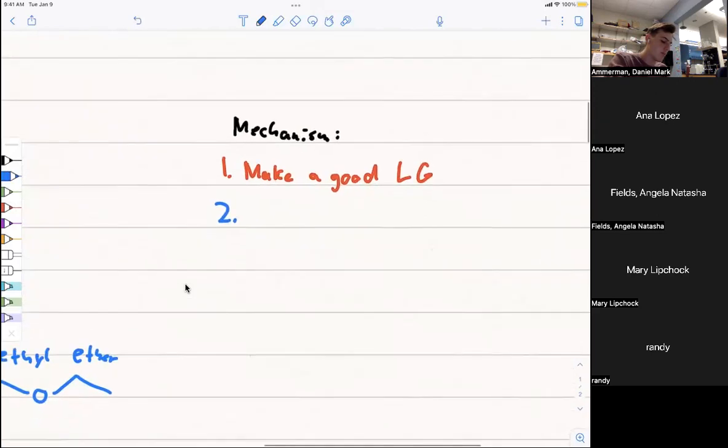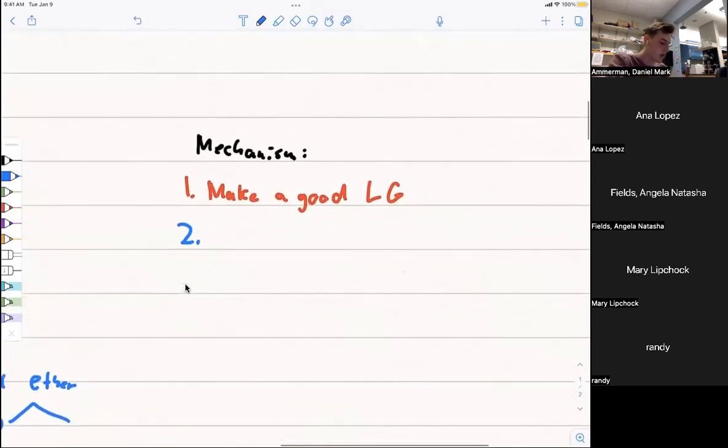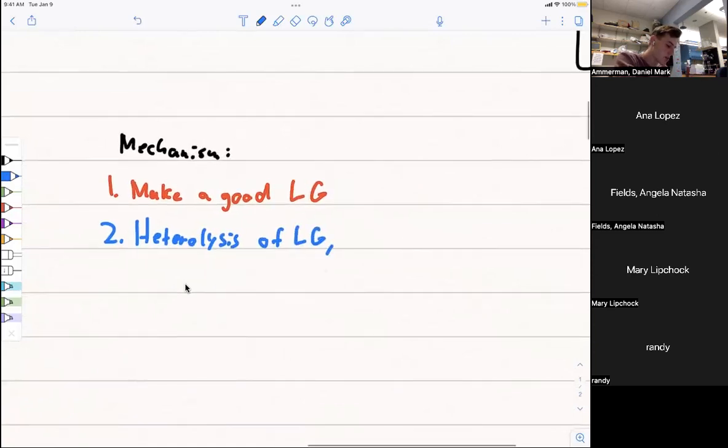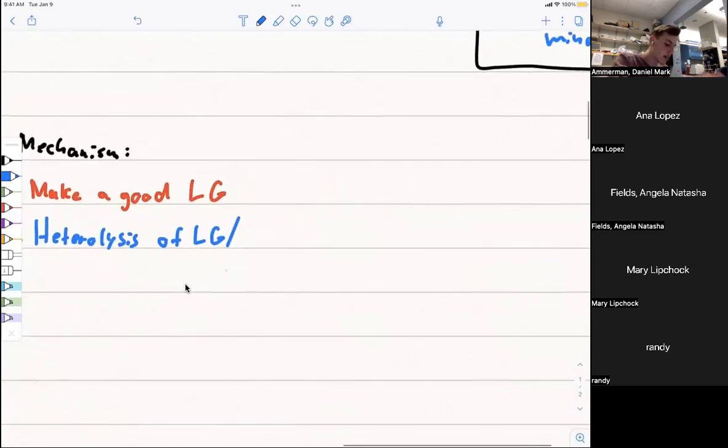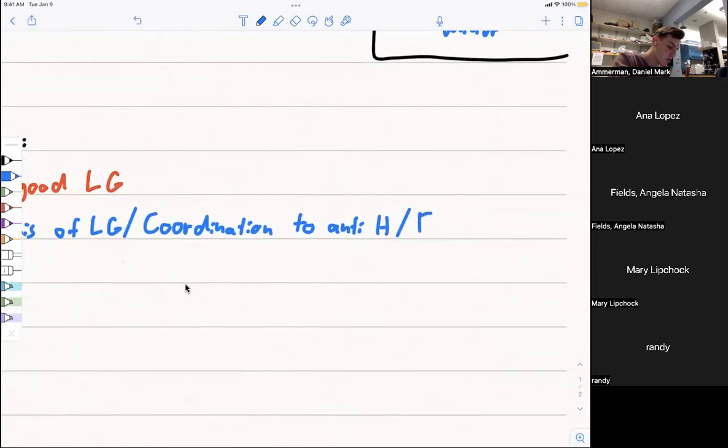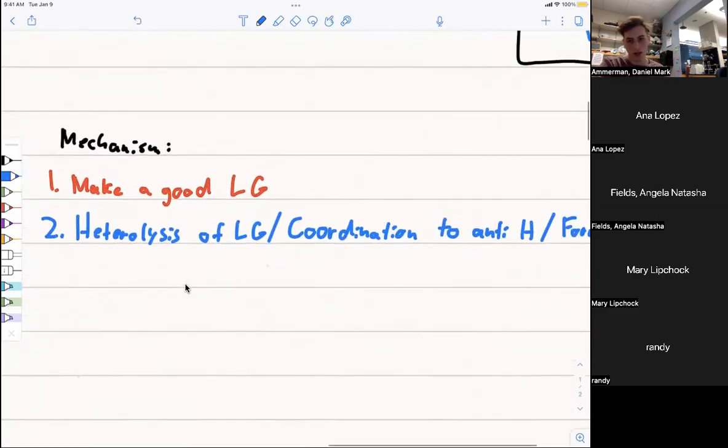So yeah, I'll just write 1 and 2, but it's really 3 steps in one. The first one is heterolysis. The second one that's happening at the same time is coordination to the anti-hydrogen. And then the third one is the formation of our pi bond. So that's the things that are really going on here.